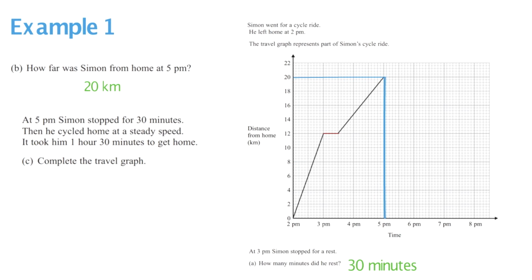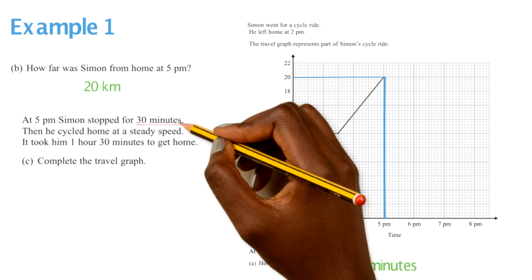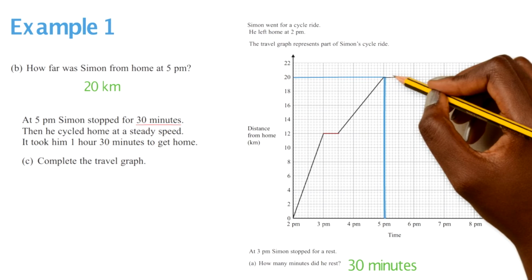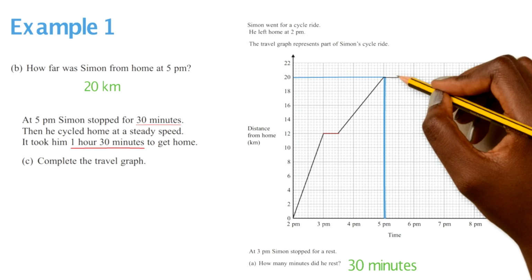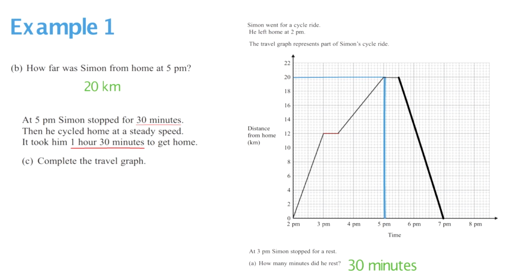Then it now says that at 5 p.m. he stopped for 30 minutes, then he cycled home for another hour and a half. So it wants us to complete the travel graph. So we're going to draw our horizontal line for 30 minutes because that's being at rest, stationary, and then we're going to draw a line down for 1.5 hours.